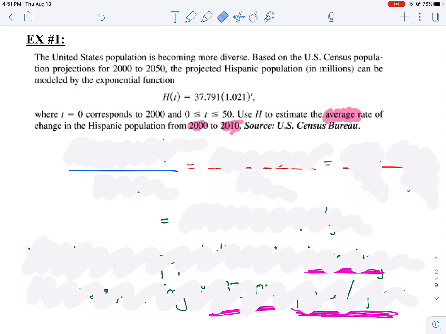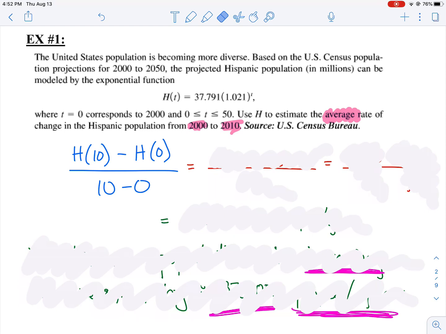I can use my average rate of change formula, and I can do my y2 minus y1 over x2 minus x1, or t in this case, right? So if t equals 0, I can plug a 0 into my function. T equals 10, I can plug a 10 into my function, and that's where I can get my y1 and my y2, or my h of 10 minus my h of 0. And then I have my x2 minus x1, or my t equals 10 and 0.